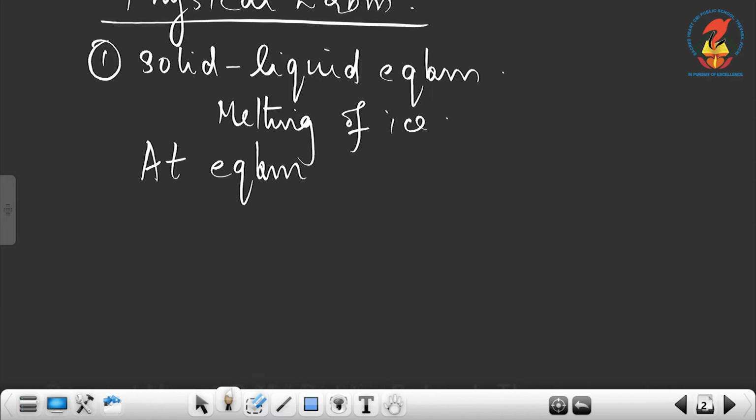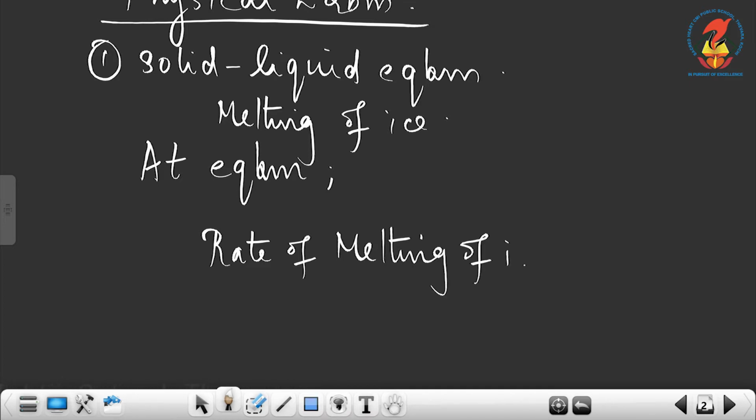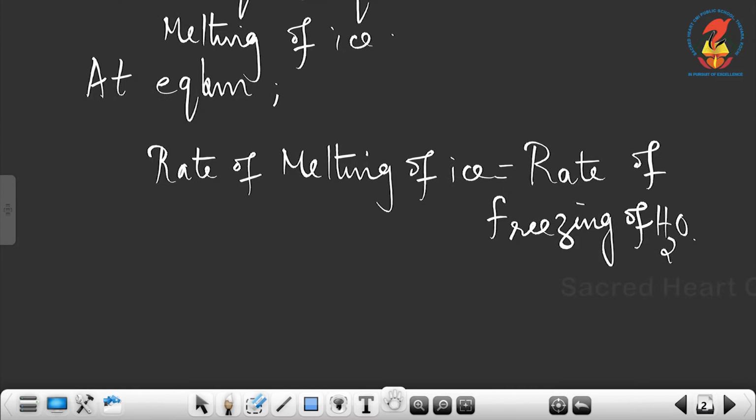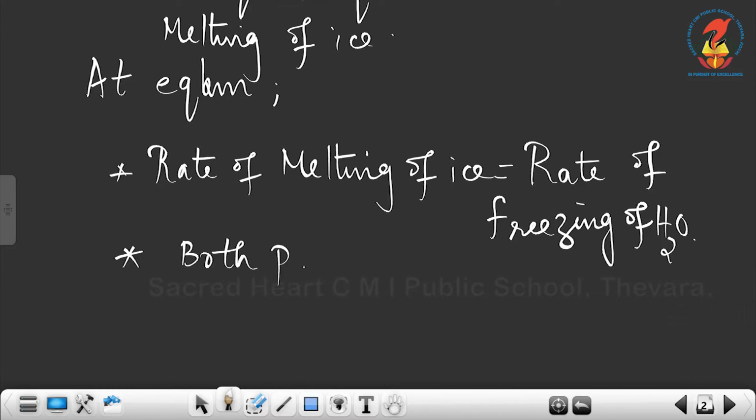at equilibrium the rate of melting of ice is equal to the rate of freezing of water. Also, both the processes at equilibrium, that is melting of ice and freezing of water, take place simultaneously.